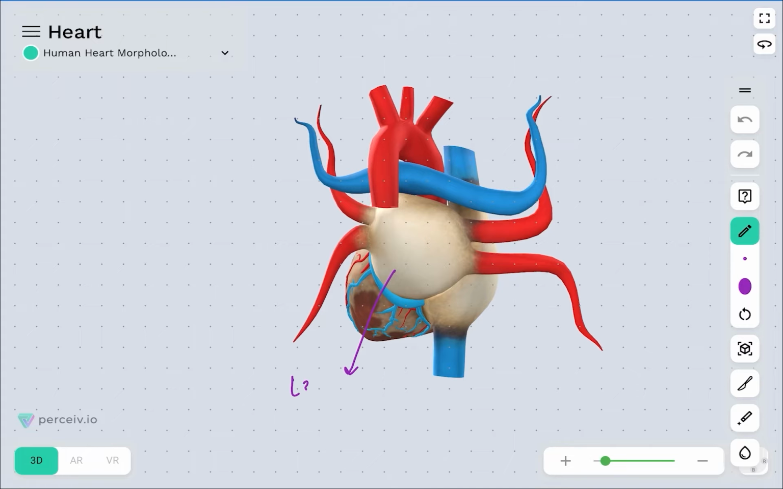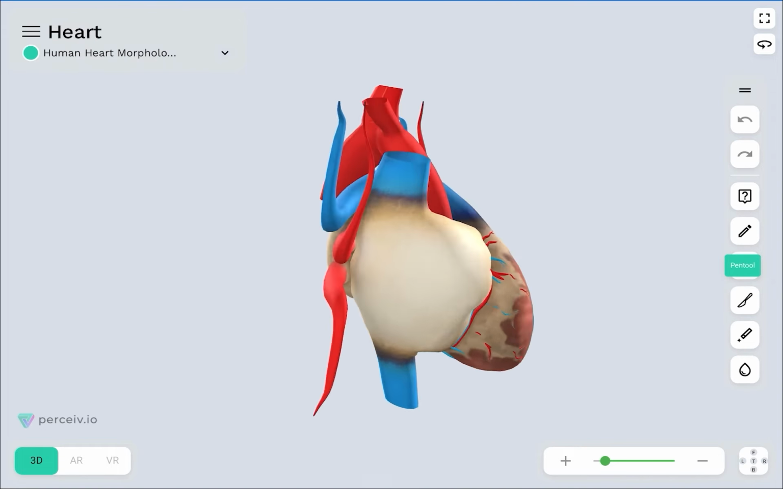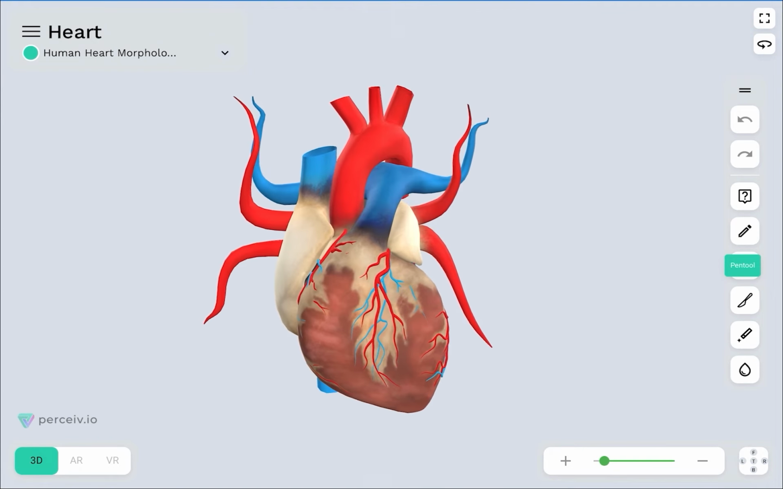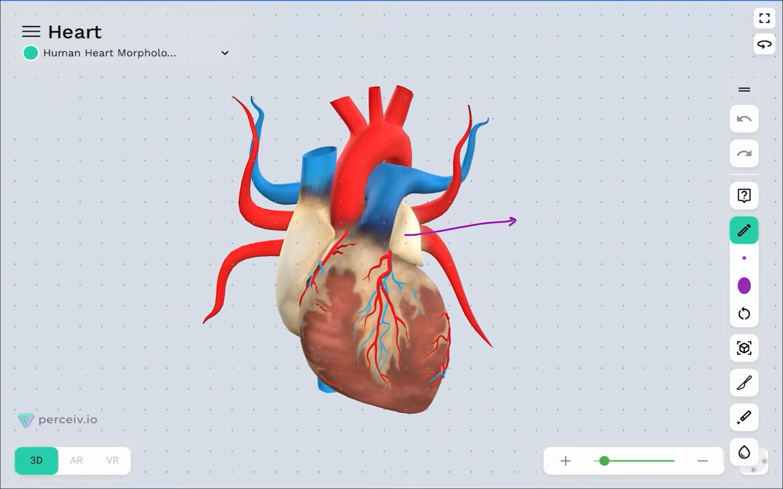This one is the left atrium. And this left atrium is receiving 4 pulmonary veins. See, this one and then this one. All right, so these are pulmonary veins. So if you just rotate the model from the frontal side, if you look into the model from the frontal side, you can see that this is the left atrium.